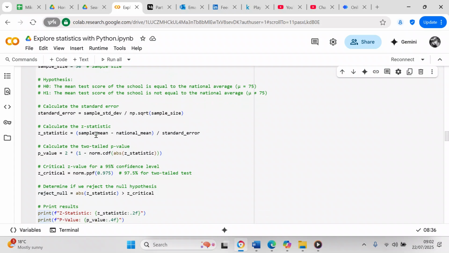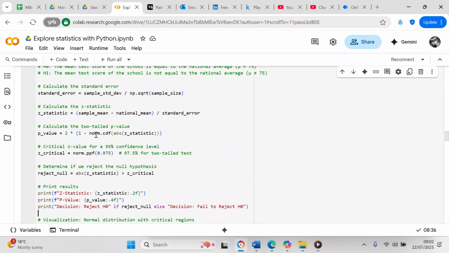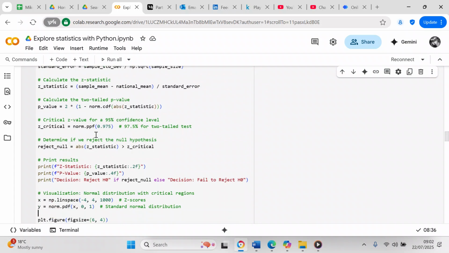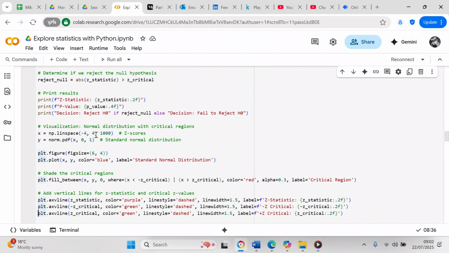So we're going to determine whether we're going to reject the null hypothesis. reject_null equals abs(z-statistic) is greater than z-critical. If the absolute value of the z-statistic is greater than z-critical, then you're going to reject the null hypothesis. Then we're going to print the results of the z-statistic, the p-value, and the decision whether or not to reject the null hypothesis.